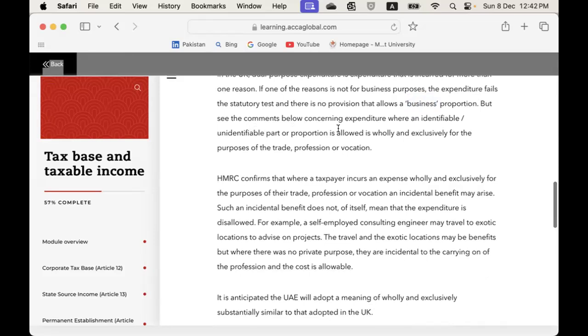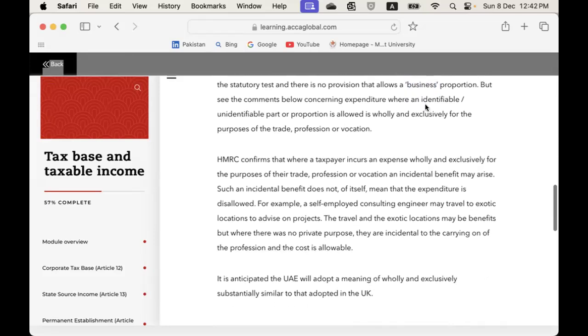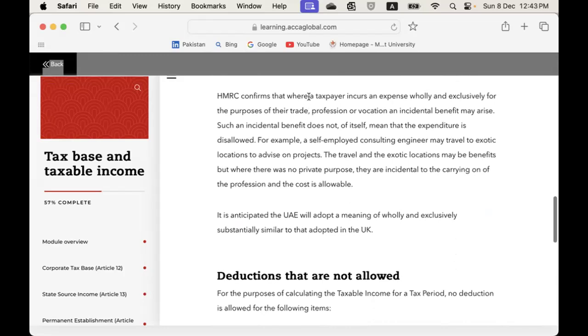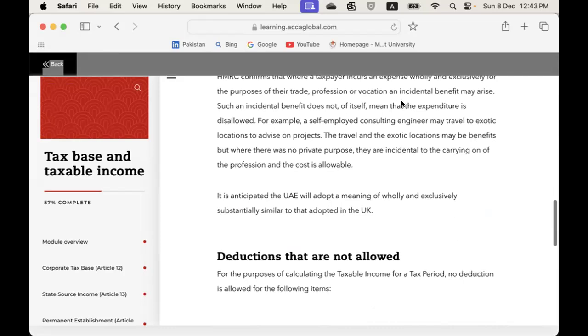But see the comments below concerning expenditure where an unidentifiable part of the proportion is allowed as wholly and exclusively for the purpose of business. Let's see. HMRC confirms that where a taxpayer incurs an expense wholly and exclusively for the purpose of their trade, profession, or vocation, an incidental benefit may arise. Yeah, very good. Intention was not there, but some incidental benefit which was not trade related arose. Such an incidental benefit does not of itself mean that the expenditure is disallowed.